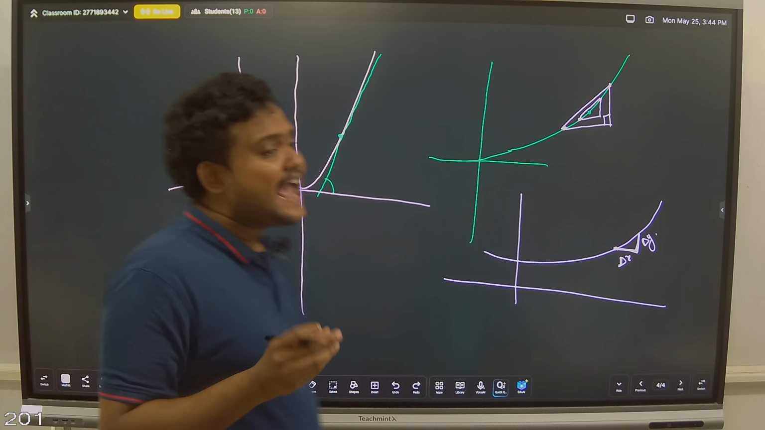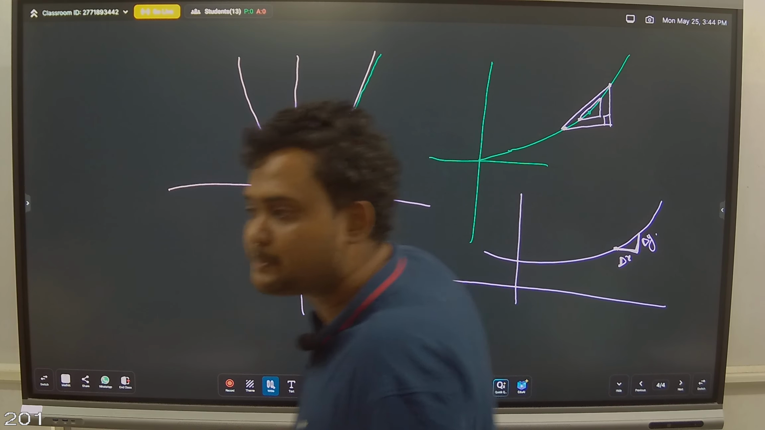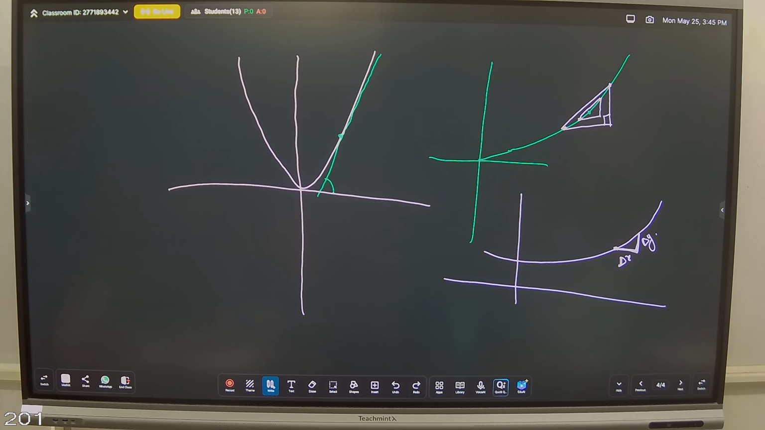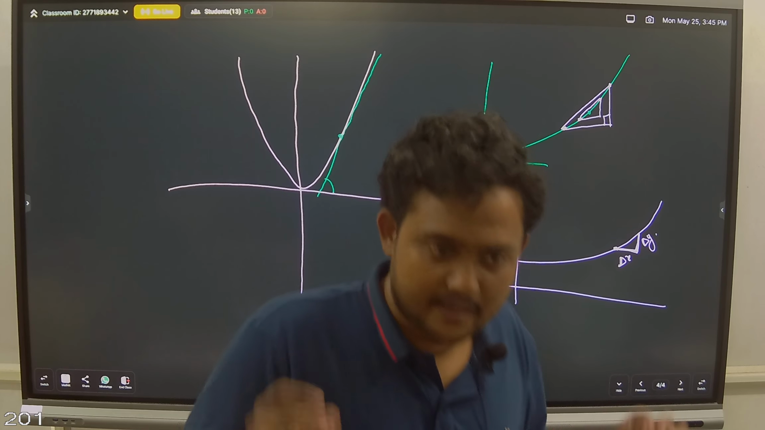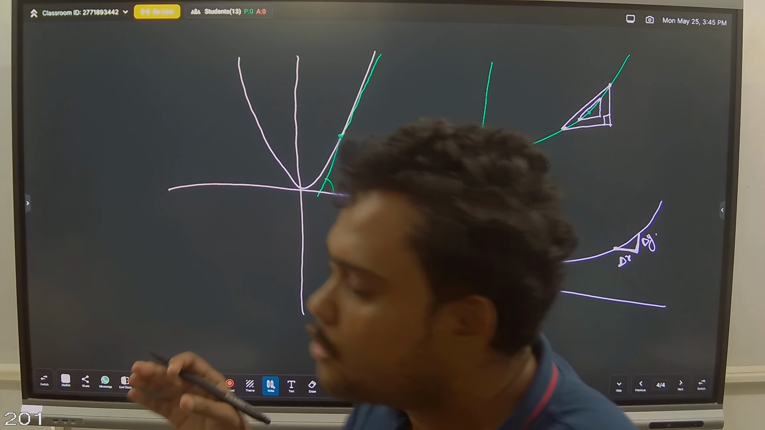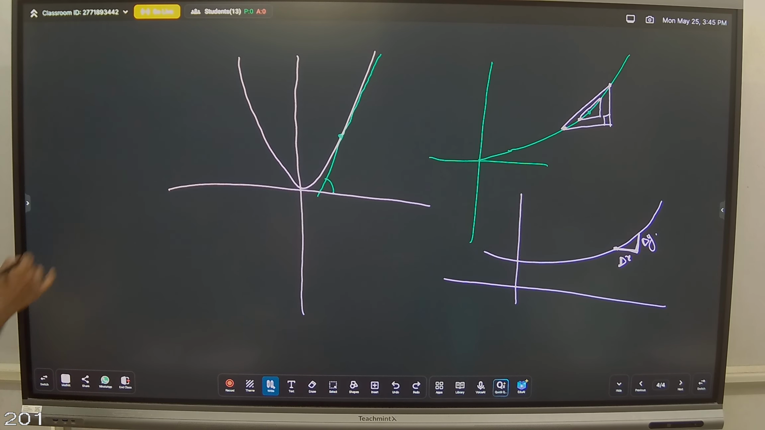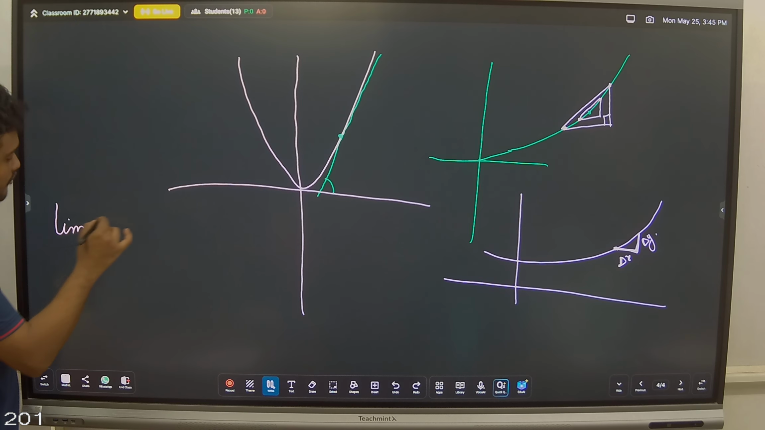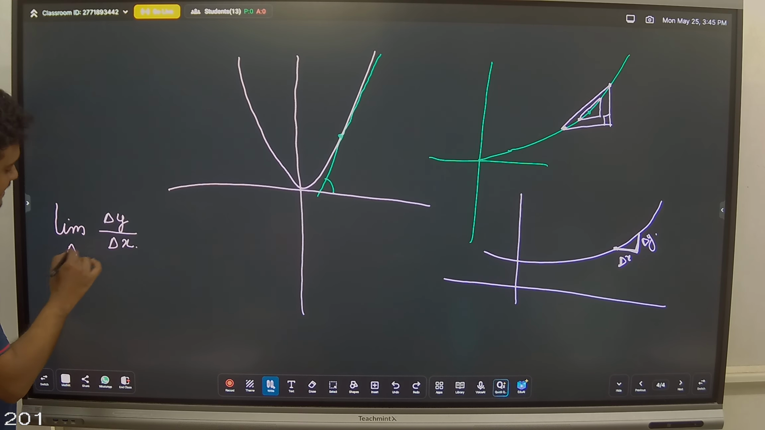Now, the exact value of the slope at that point exists, right? It is not an undefined value. There is something called a tangent which can be drawn to the curve, and there is something called an exact value of slope, right? So how do we proceed in order to find it? What we do is we take the limit of delta y by delta x at that point where delta x tends to 0. So you will have, I believe, a set of doubts here, right?